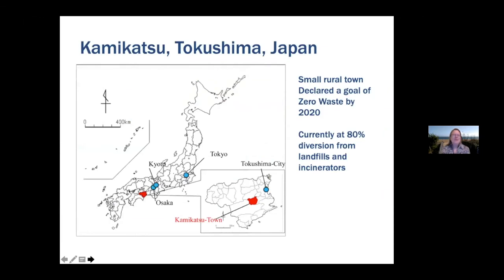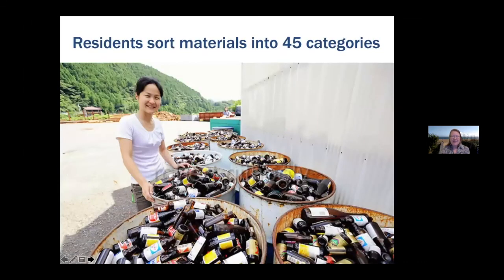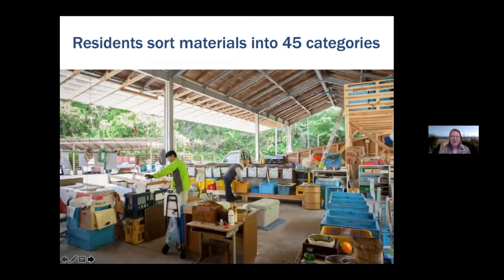And now we're going to move to Kamikatsu in Japan, which is a zero waste village, currently diverting 80% from landfills and incinerators. Residents sort materials into 45 categories. So I told you, Alameda was a leader separating materials into 3 categories: recyclables, organic materials, and leftover trash. Well, in Kamikatsu, they sort materials into 45 categories. And that's how they are able to achieve their journey to zero waste.